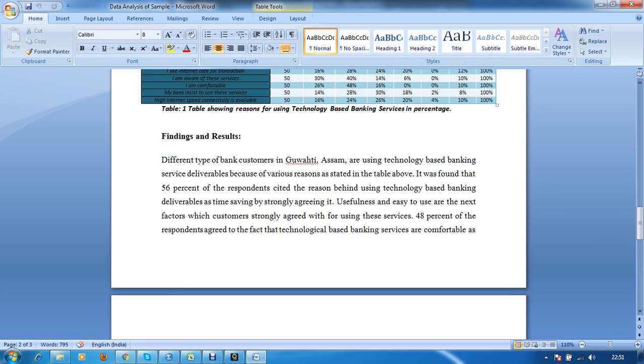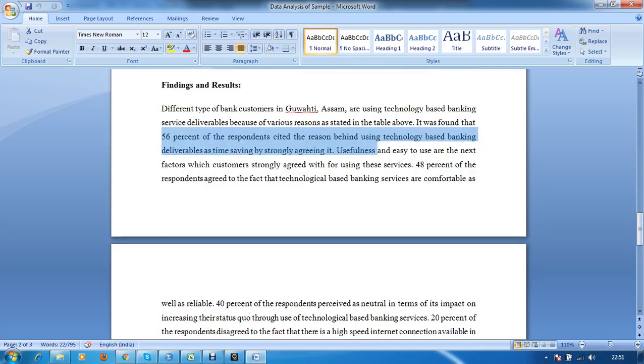So we interpret that different types of bank customers in a certain city are using technology-based service deliverables because of various reasons, as stated in the table. We found that 56% of the respondents cited the reason behind using technology-based banking delivery as time saving, by strongly agreeing. So this is how we interpret the results.